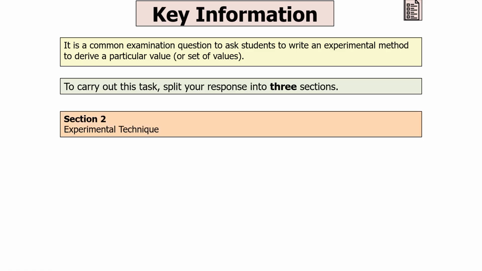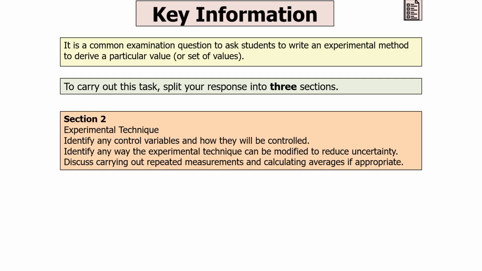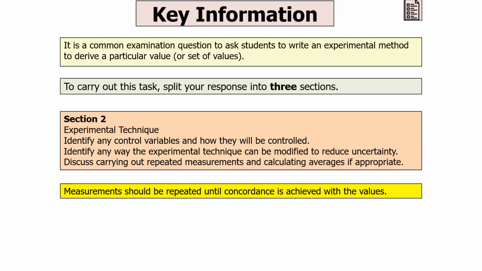Now the second section is regarding experimental technique. Now in this one, identify any control variables and how they will be controlled. Identify any way the experimental technique can be modified to reduce uncertainty. Think of a discussion about carrying out repeated measurements and calculating averages if appropriate. Now measurements should be repeated until concordance is achieved with values.